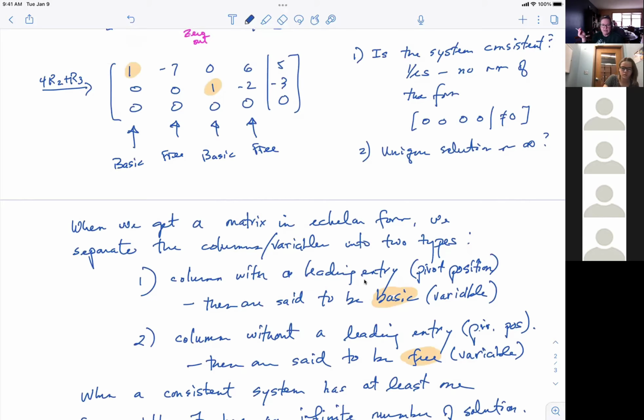So the fact that this system has free variables means that there's an infinite number of solutions. But you only arrive at that conclusion after you've asked question one. So you first need to ask, is the system consistent? Then if the answer is yes, you look to see if there are free variables or not.